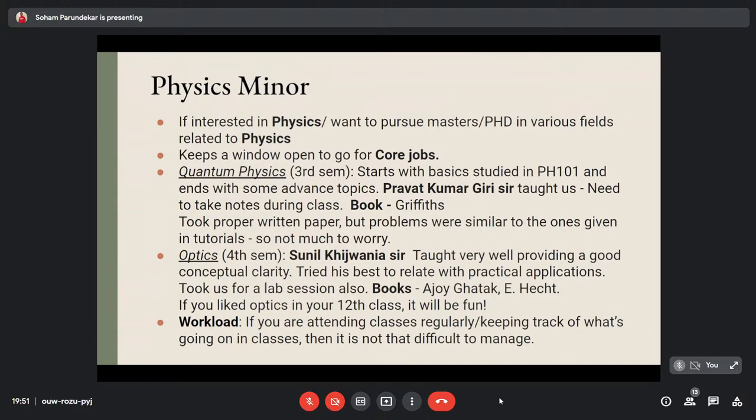Regarding the workload, if you are attending the classes regularly and keeping track of what's going on in the classes, then it will not be difficult to manage the course. The workload was moderate. And regarding the CPI cutoff, generally everyone got the minor who applied for the minor. Since there are also 50 seats, you can easily get the minor if you fulfill the minimum requirements, like CPI of greater than 6.5 and other requirements.